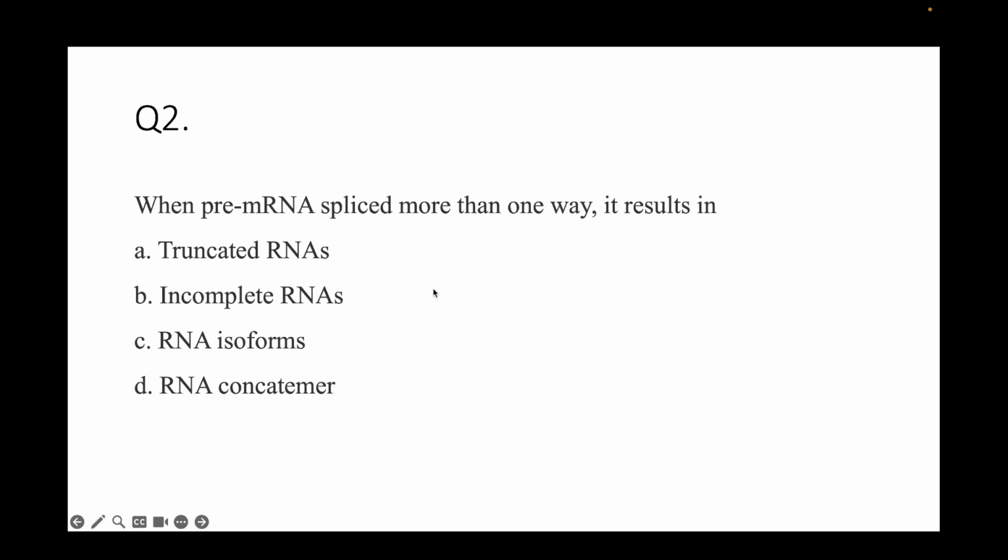Okay, let's discuss it then. As I see, most of you have answered C, that is RNA isoforms. So this is your answer, RNA isoforms. Let's discuss all the options. Truncated RNAs: what are these truncated RNAs? What happens when this pre-mRNA, which we generally call nascent mRNA, undergoes splicing?